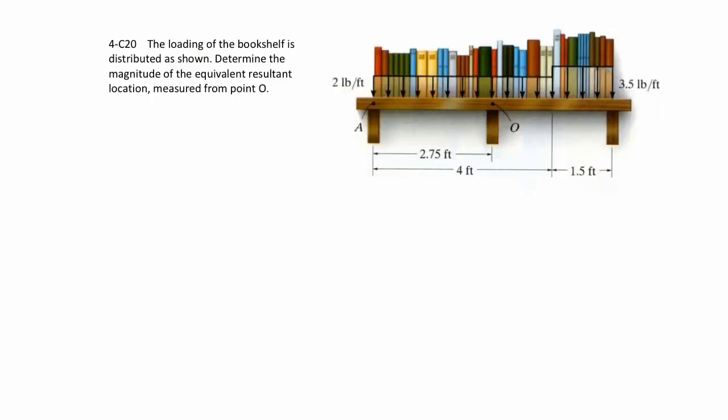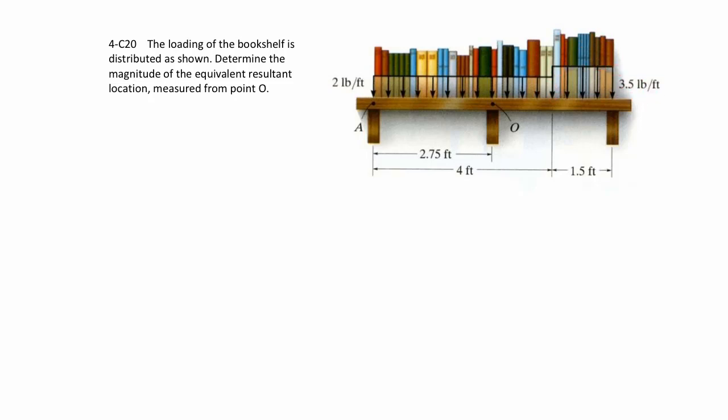Here's a real-life situation which can be modeled as two uniformly distributed loads. For example, we got some books here on a shelf. They're obviously not uniformly distributed, but we model it as a uniformly distributed load as a rectangle. And so we can say that because these books over here are pretty much all the same, we're going to say that those are modeled as 2 pounds per foot. Over here, these are taller ones, and we're going to say that those are modeled at 3.5 pounds per foot.